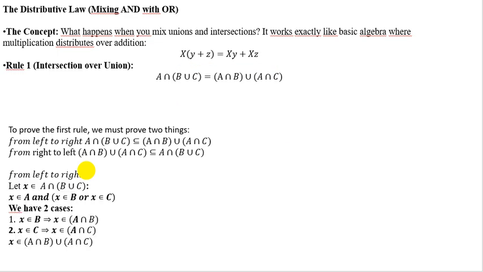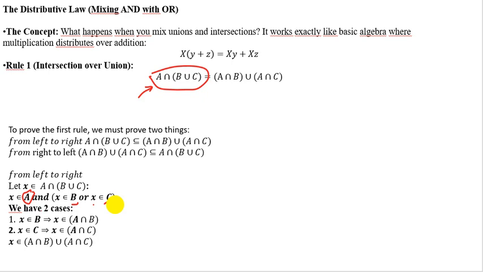So let x belong to the left side, A ∩ (B ∪ C). What does this mean? It means x is in A and at the same time it is in B or in C. So here we have two cases. We know it is in A in all cases, but between B and C, either it is in B or C.